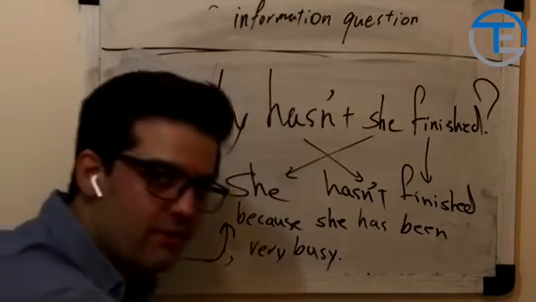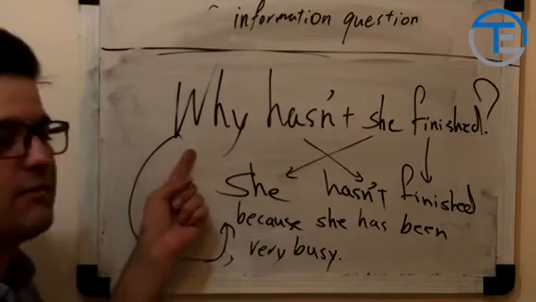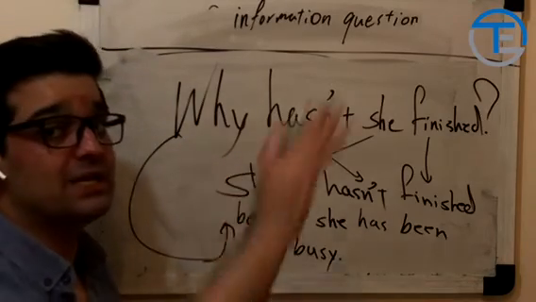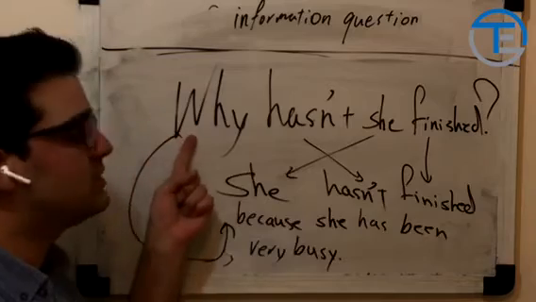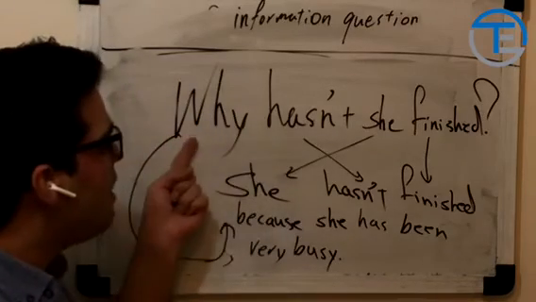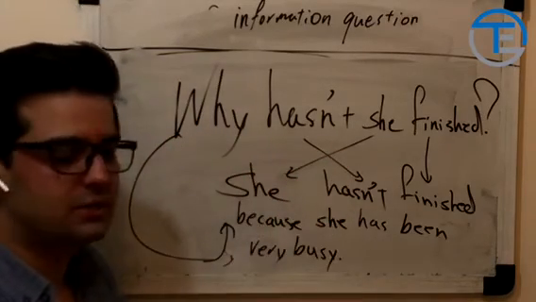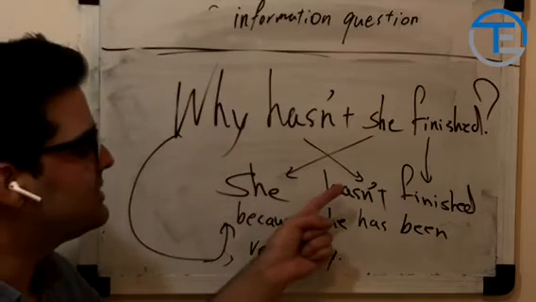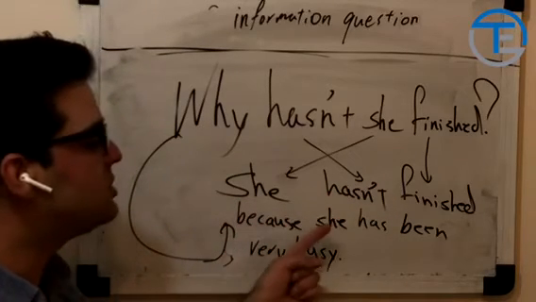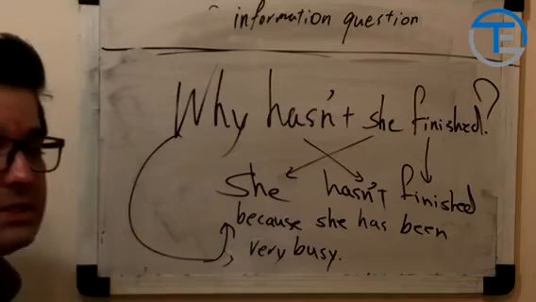Information question is falling, the opposite of yes/no question that is rising, but information question is falling. Why hasn't she finished? She hasn't finished because she has been very busy.